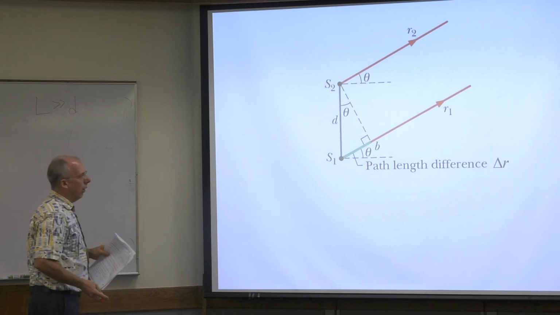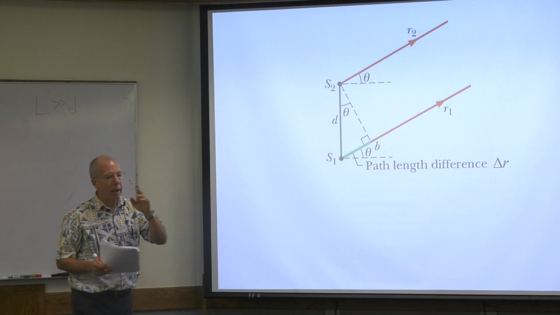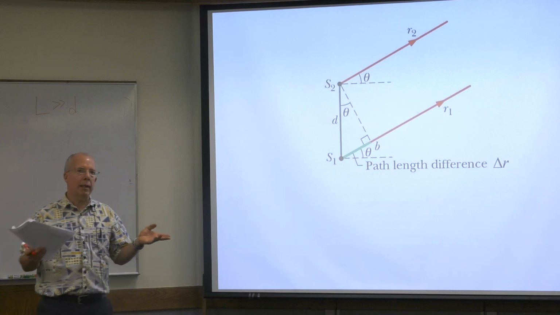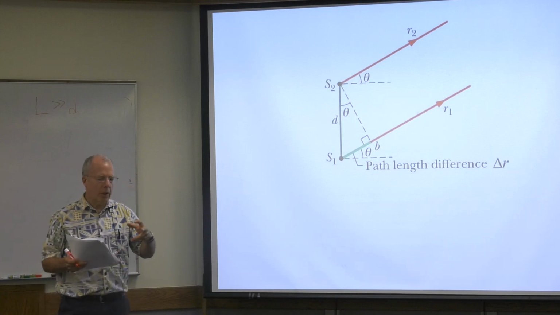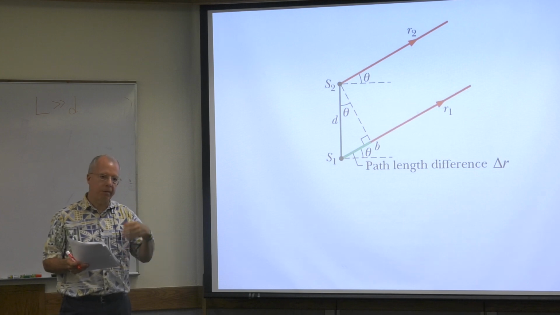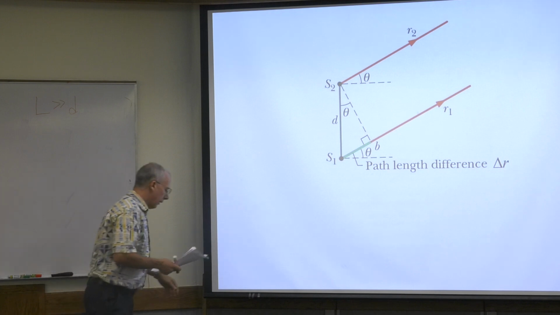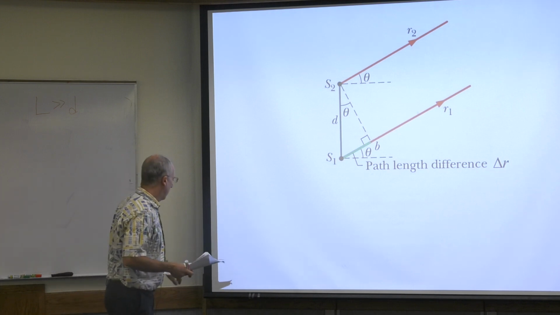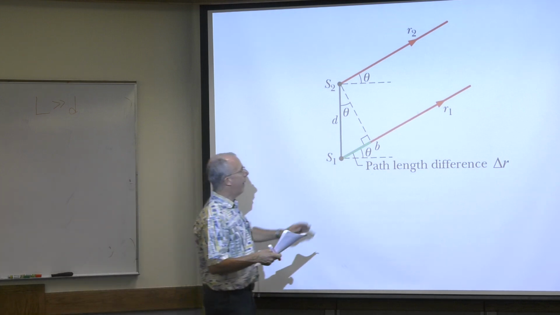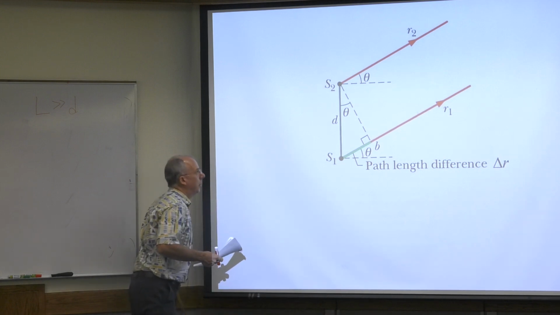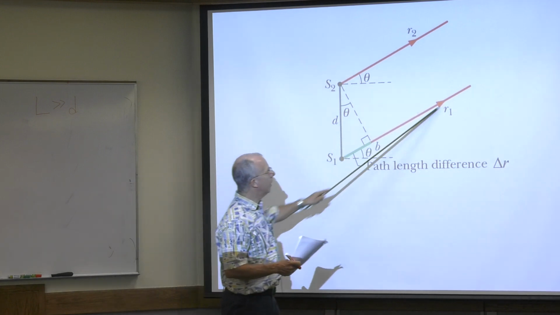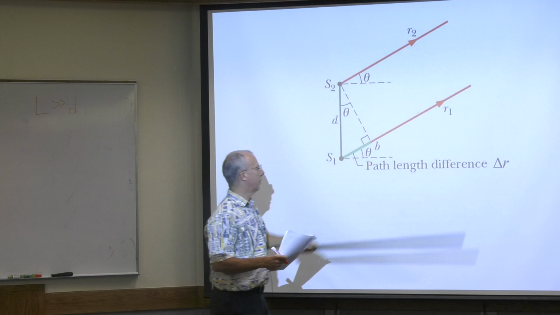Okay, so here we go. Remember, we talked about interference last chapter. We talked about phase difference. We talked about path difference, right? Okay, so here's the question. What is the path difference between R1 and R2?